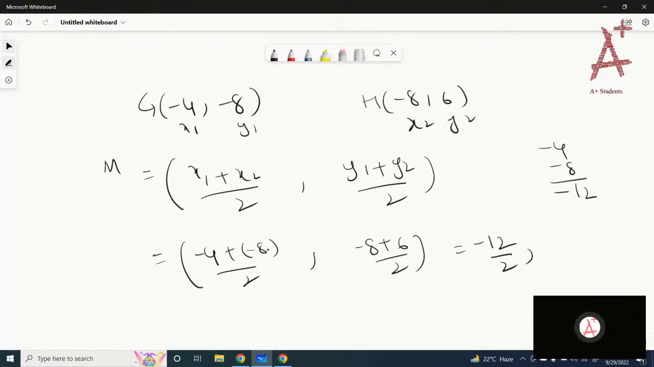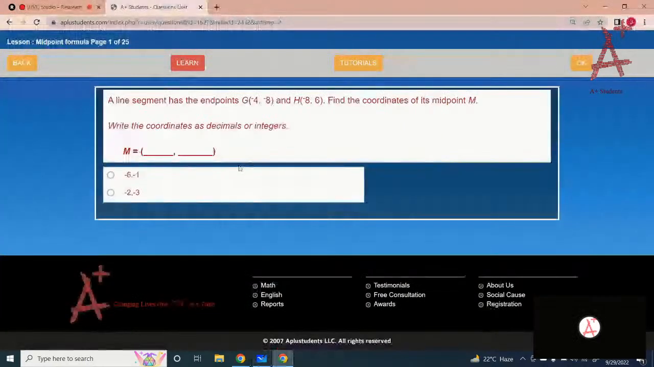You are subtracting a greater one. You are subtracting two different numbers. So you need to put the sign of the greater one. It's -2 over 2. So the coordinates are -12 over 2, which is -6, and -2 over 2, which is -1. So the coordinates are -6 and -1. Got it? So select the correct option and click on the OK button.